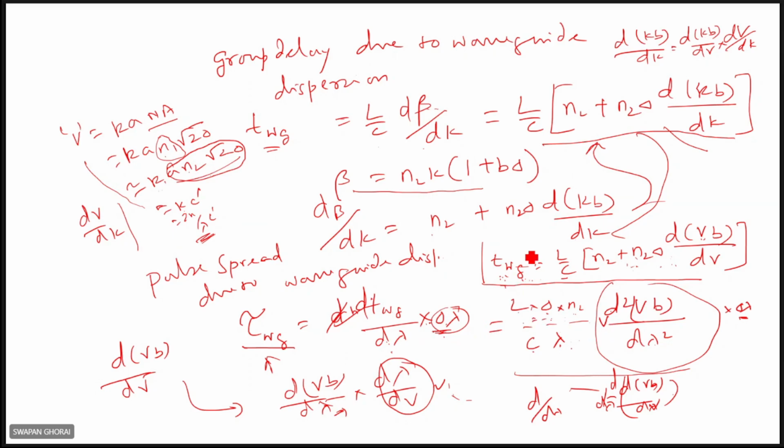So after simplifications, you'll get L times delta times n2 divided by C lambda, times this factor, times delta lambda. This factor you will get. It is nothing difficult at all. It's just simply using differentiations. So that is the waveguide dispersion. This can be compared with this. We'll see the comparison here. How much contribution is due to waveguide dispersion can be compared.